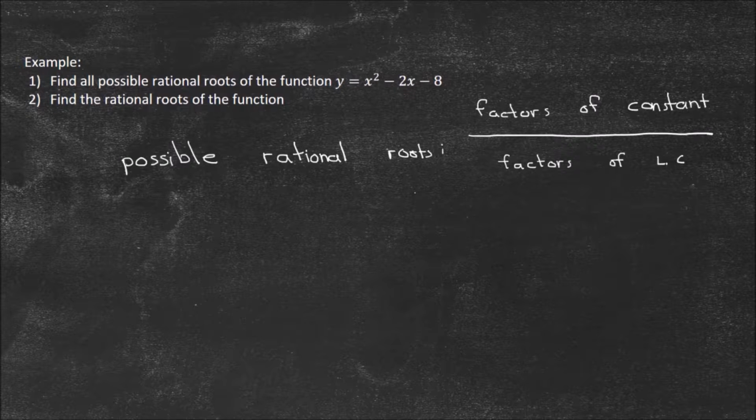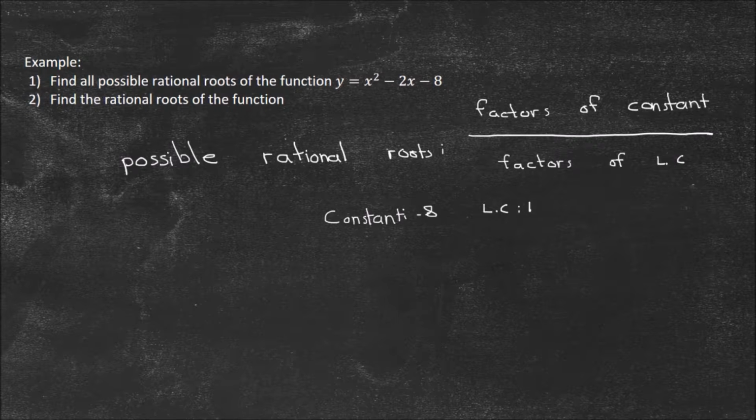So we need to figure out this division problem, and then we have the possible rational roots. So the constant in this case is the negative 8, and the leading coefficient, if you remember, is just the coefficient in front of the largest degree. So the largest degree here is 2, so what is the coefficient in front of the x squared term? Well, it's 1. So the leading coefficient is 1. And now if you remember, the factor is just a number that can be divided evenly into the bigger number. So factors of 8 would include like 8, 1, 4, and 2, and that would be it.